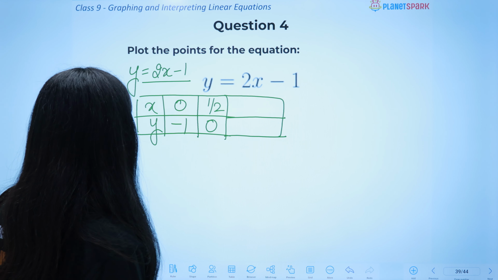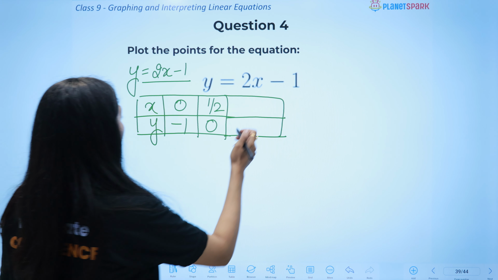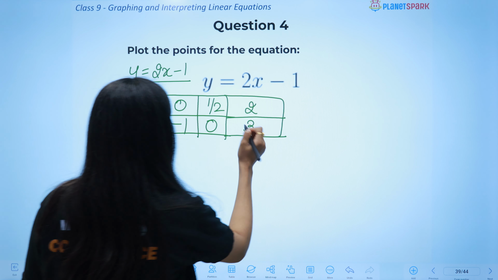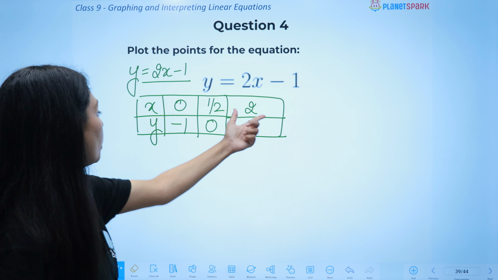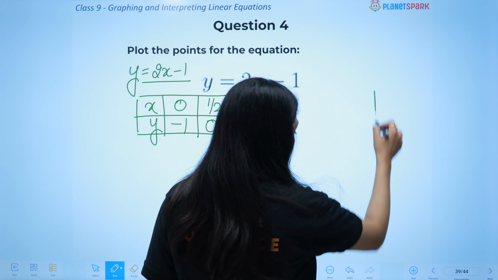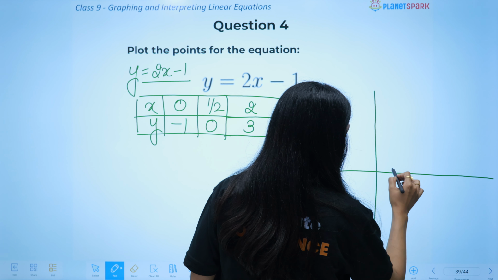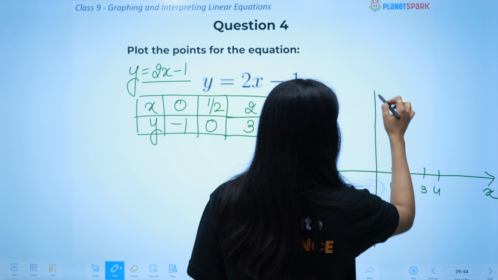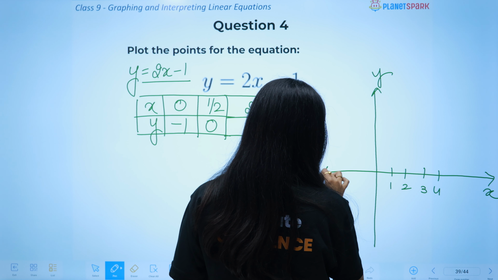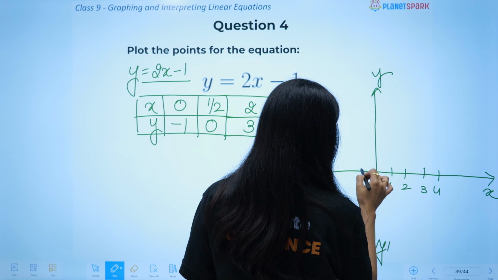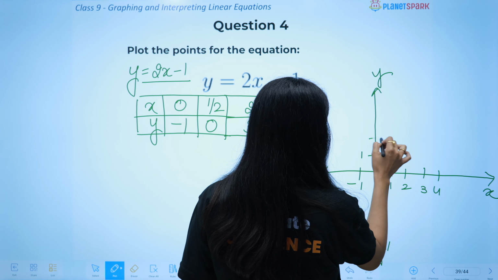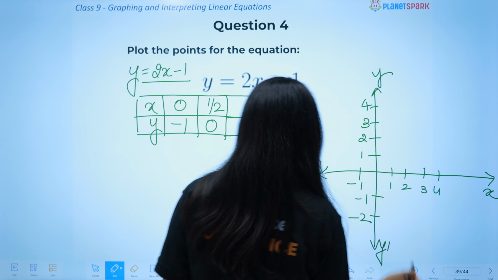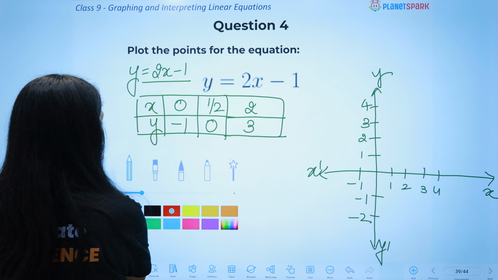So what can we put for x? Let's say I am putting x as 2. So y will be 4 minus 1, that is 3. Right? Fair enough. These 2 points I can plot easily. What will we do? Again, let's take the graph paper. We will mark the axes. Now let's plot the points there.